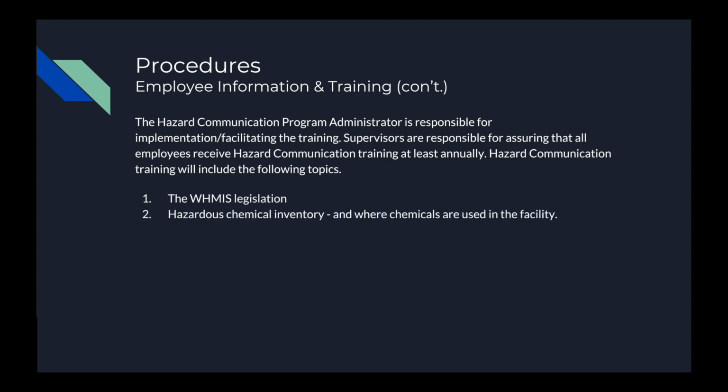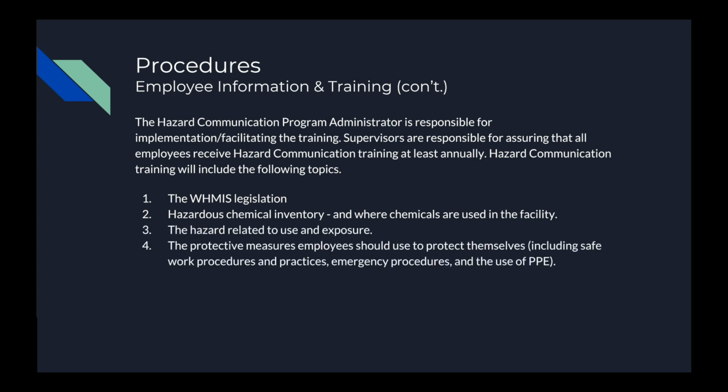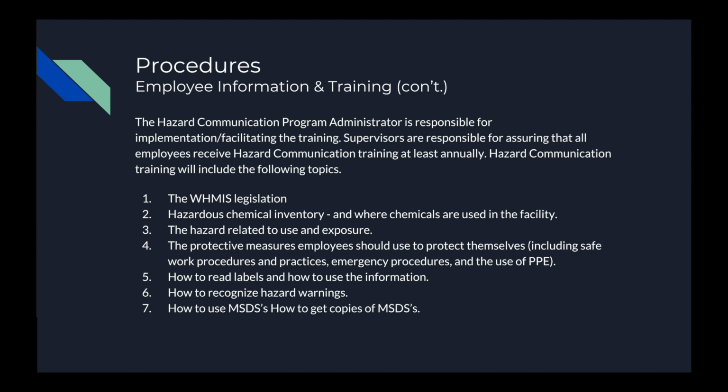the facility, the hazard related to use and exposure, the protective measures employees should use to protect themselves, including safe work procedures and practices, emergency procedures, and the use of personal protective equipment, how to read labels and how to use the information, how to recognize hazard warnings, how to use MSDSs, and how to get copies of MSDSs, where the written hazard communication program is located and where MSDSs are maintained.